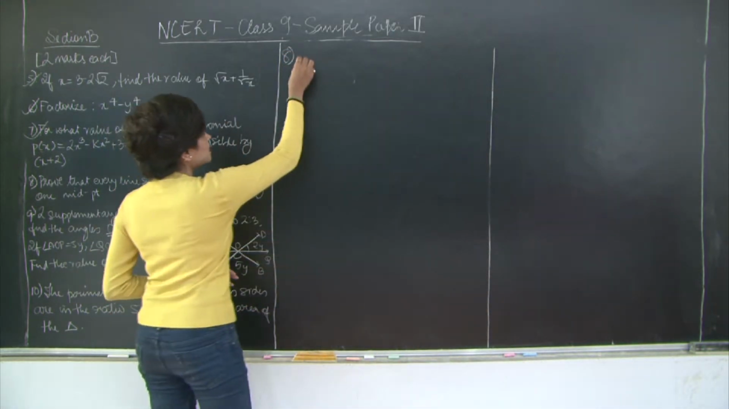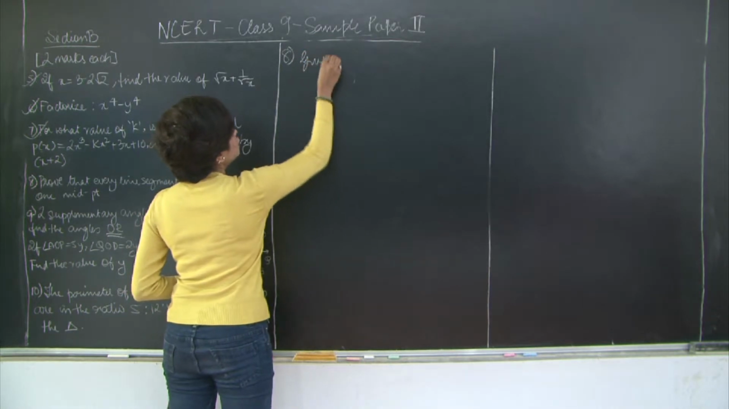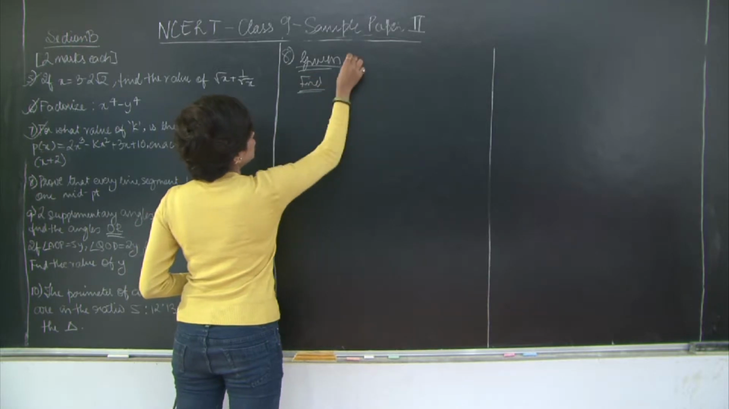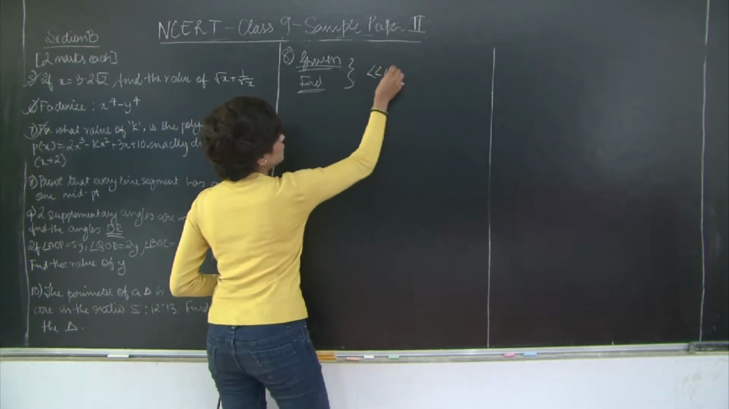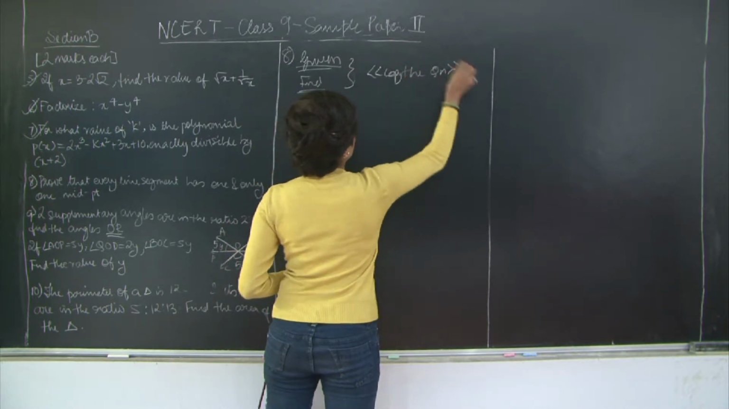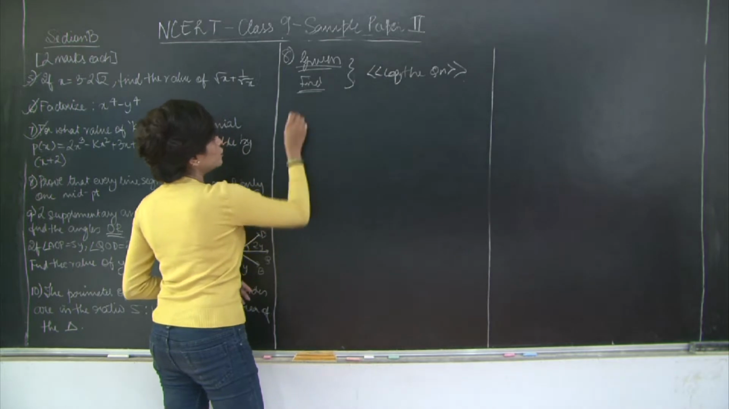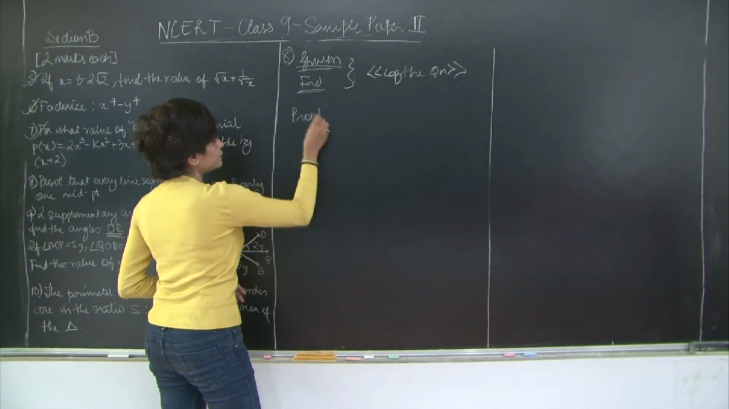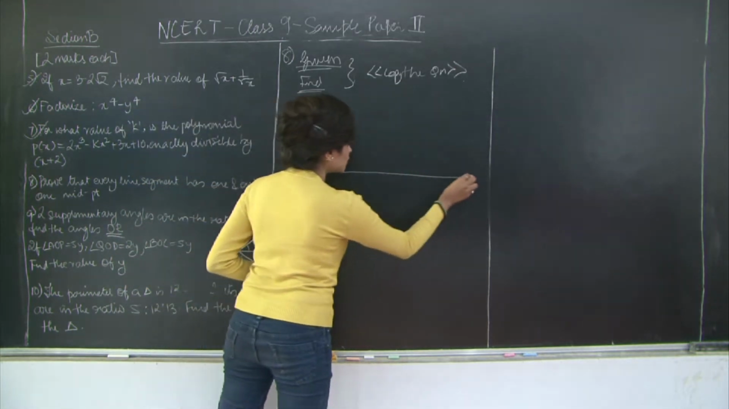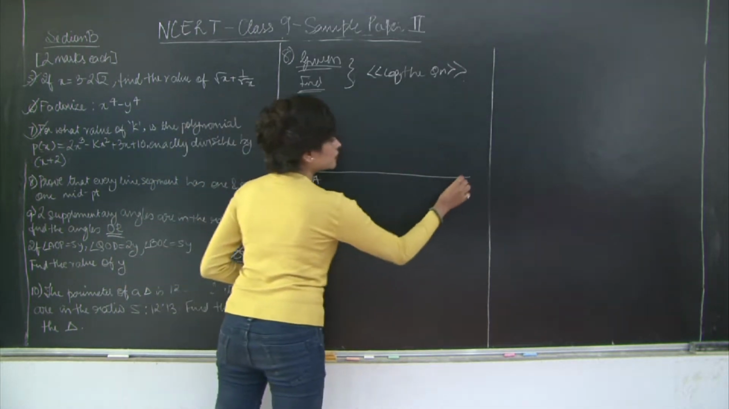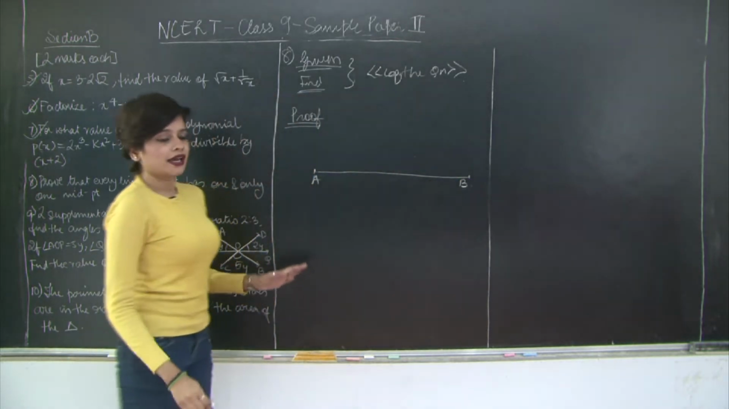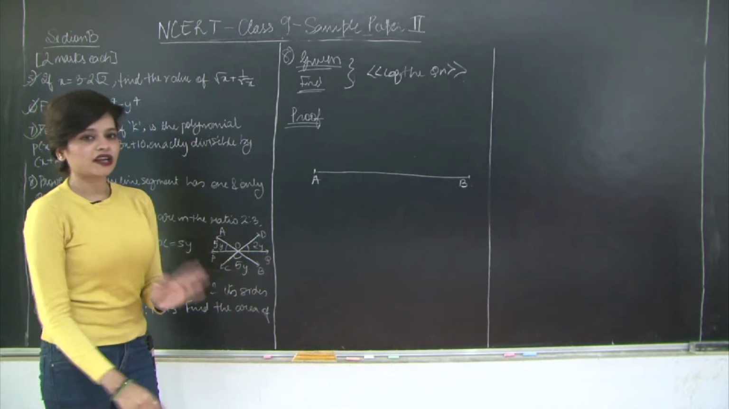Okay, you will write given, just copy the question for given and find. You're going to just copy the question. And proof. So let's say you have a line segment AB, okay, and you need to prove that this line segment AB has one and only one midpoint.